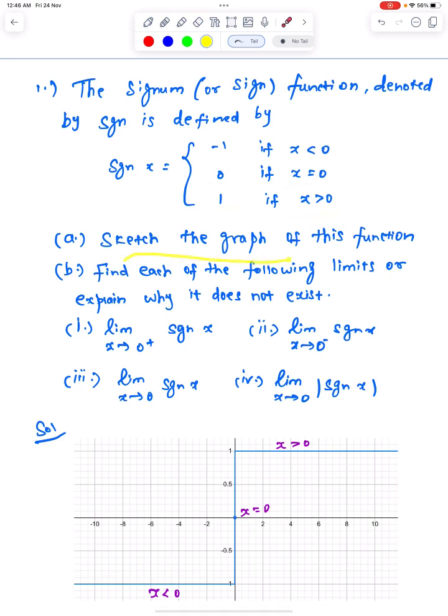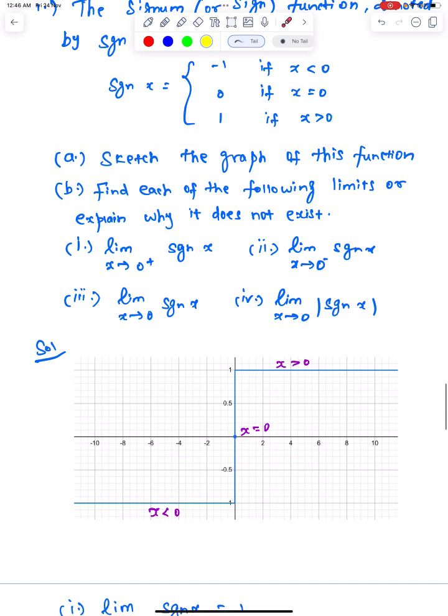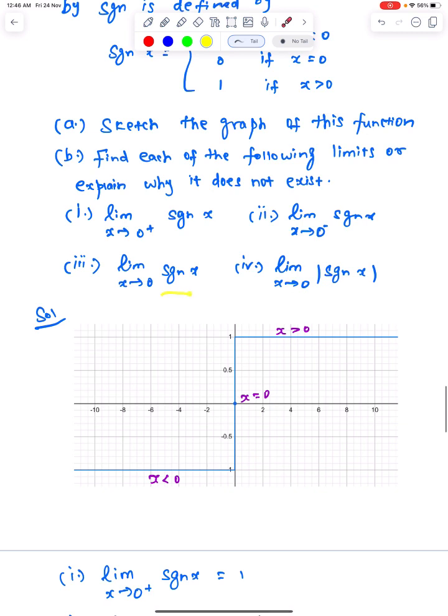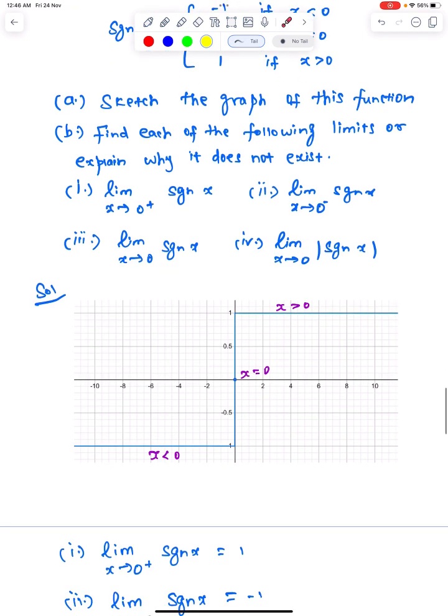Now we are going to sketch the graph for this function, and we are going to find some limits. The first case is the signum function of x when x is approaching 0 from the positive side. Then the signum function of x when x is approaching 0 from the negative side. And what about the limit of the signum function as x approaches 0? And what about the absolute value of the signum function when x is tending to 0?